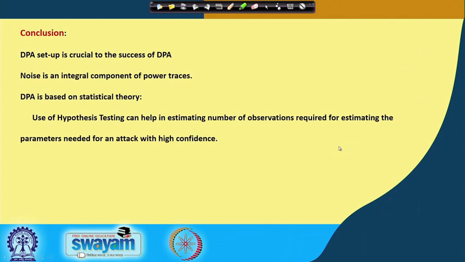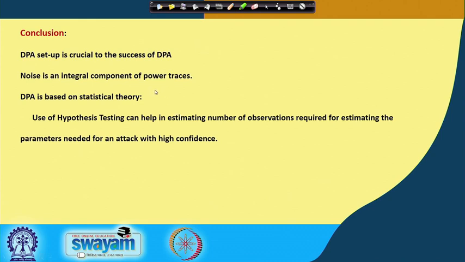So, to conclude, what we discussed is that the DPA setup is crucial to the success of DPA. Noise is an integral component of power traces, and therefore, you need to properly analyze noise. The noise can be of two types. It can be electrical noise, it can be algorithmic noise. As we discussed, the algorithmic noise also has influence on the algorithm, on the architecture. We will see later on how we can compare a parallel architecture with a serialized architecture with respect to algorithmic noise. The electrical noise is more fundamental and depends upon the platform, but at the same time we would like to reduce the electrical noise by applying proper insulations and using proper probes for communicating the power signal from your target to the oscilloscope.